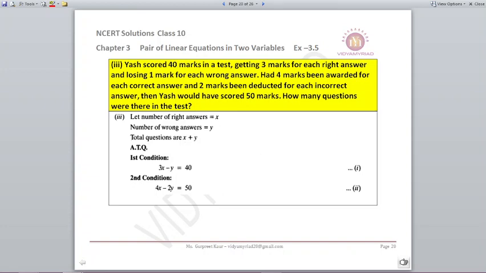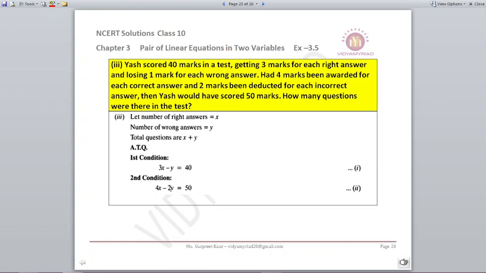According to the situation case 1, we have 3 marks for each right answer, losing 1 mark for each wrong answer. So that means 3x minus y is equal to 40. That is equation 1. Why we are doing minus? Because 1 mark is lost for every wrong answer. So that is why we are subtracting.